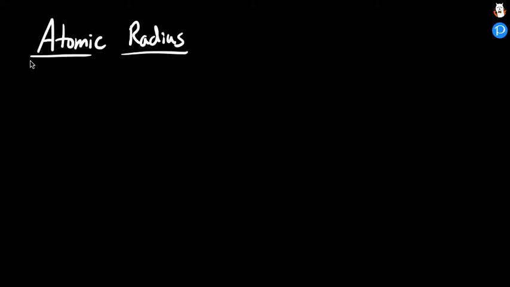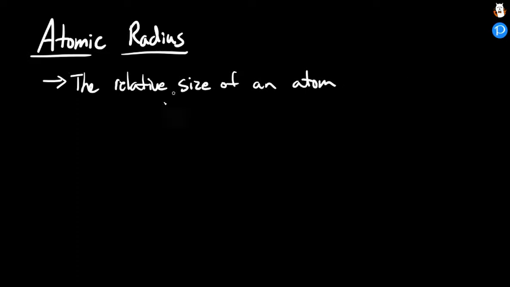Atomic radius. When we're talking about atomic radius, what we're essentially referring to is the relative size of an atom. Now, here's the thing: the relative size of an atom can change, based on what type of element we are dealing with and how many electrons and protons it has.